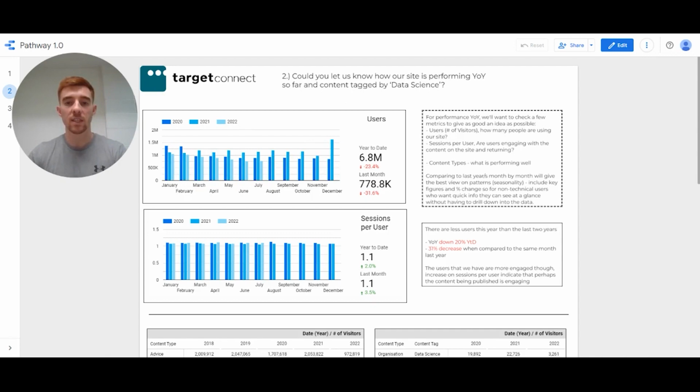I've also included the year-to-date and last month key figure. It's important to have these big figures so non-technical users who just want quick information can see it at a glance without having to drill into the data as well.